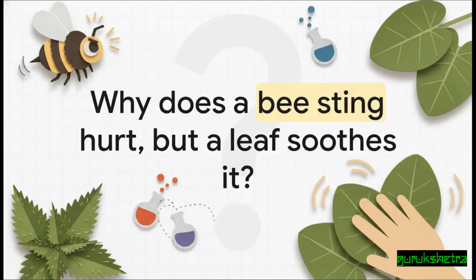I want you to think about this real-world question for a quick second. Why does a bee sting or a nasty brush with a stinging nettle hurt so unbelievably much, while rubbing a simple dock leaf on your skin can almost instantly soothe that burning pain? It kind of feels like magic, right? But it's definitely not magic. It is a brilliant example of invisible chemical warfare and neutralisation happening right in the palm of your hand. By the end of our lesson today, you'll know exactly the science behind this awesome natural phenomenon.